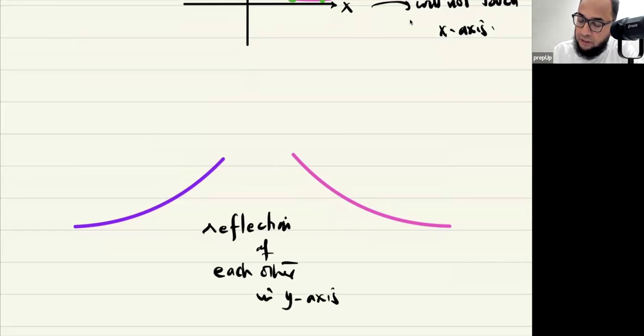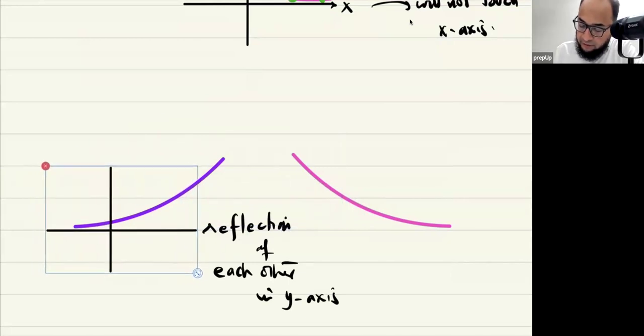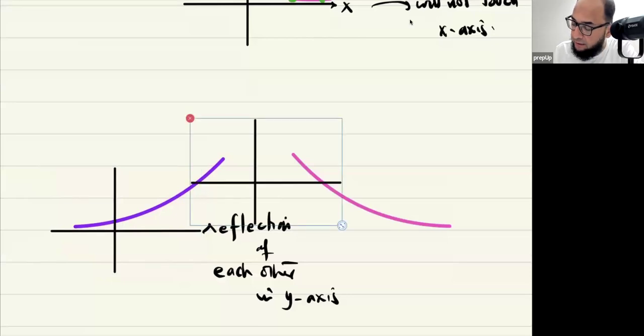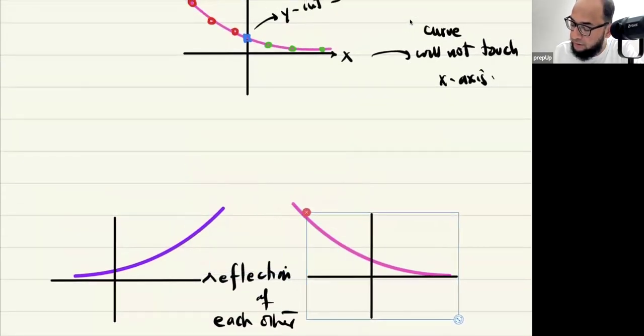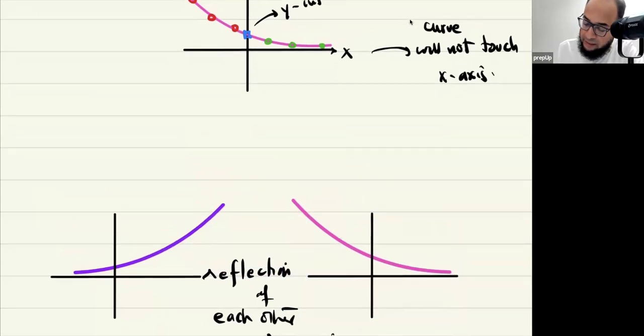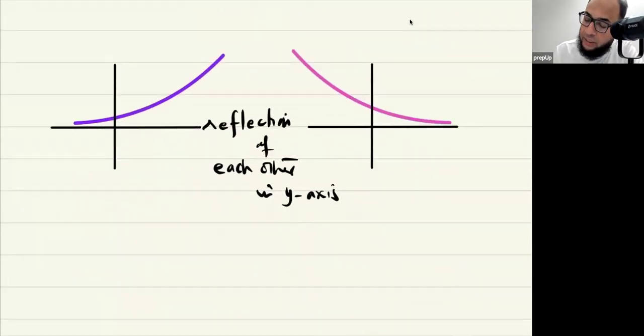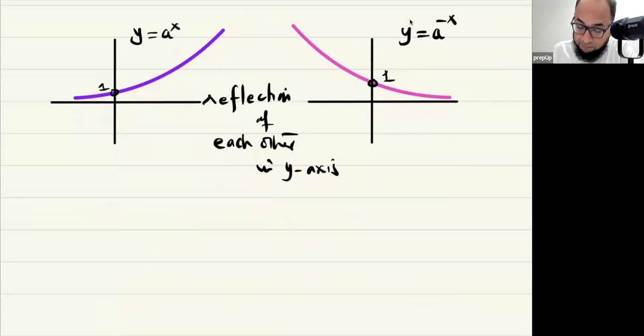So let me just draw the grid. So first of all, if I draw the grid, where is it? So let me just put it right here, somewhere like this. And if I choose the grid, let me put it right over here, something like this. So reflection of each other in the y-axis, this is the value 1, this is the value 1. This is y is equals to a power x. This is y is equals to a power negative x. A could be 2, a could be 3. The graph would still remain the same.